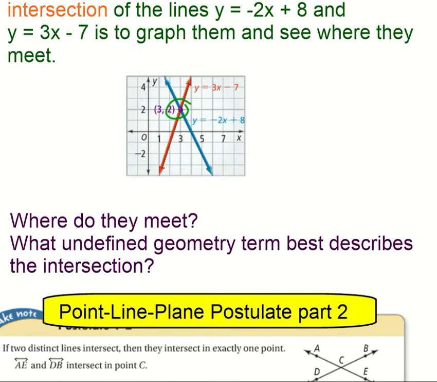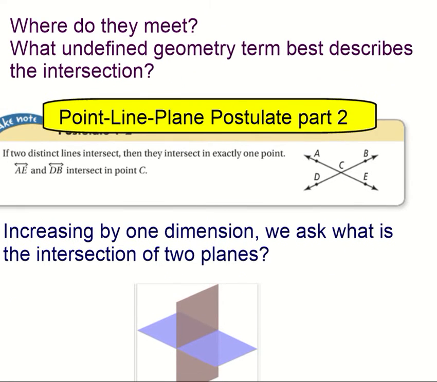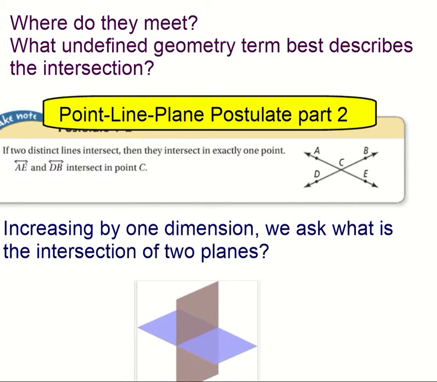And what do we call that? Well, that's a point. And what undefined geometry term best describes the intersection? Well, point. And so through that we come up with the point line postulate part 2. It says if two distinct lines intersect, then they intersect in exactly one point. And so AE and DB intersect in point C. Which, yeah, duh, we get that.